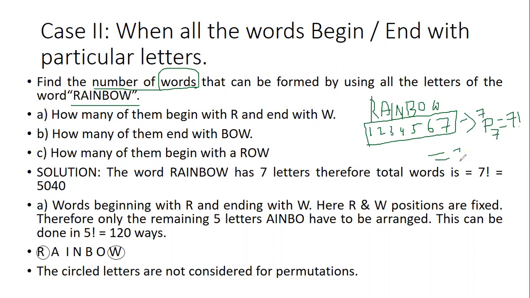Can somebody do it quickly? 7 into 6 into 5 into 4 into 3 into 2 into 1. 5040. Good. So we will be able to find 5040 words using all the letters in the word rainbow. Clear?